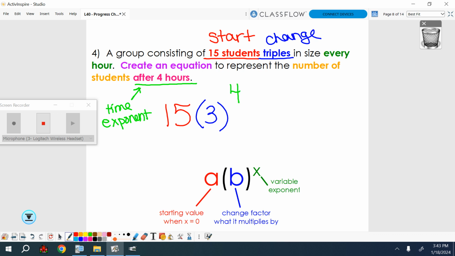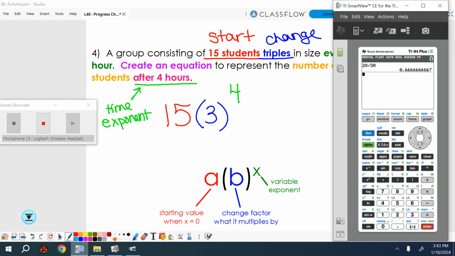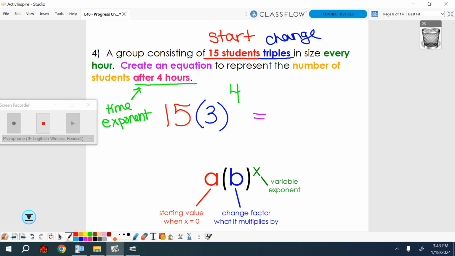If you are asked to solve this problem, which you're not, but I'm just going to show you how you would solve it here. You would type in 15 times 3. We put 3 in parentheses. You're going to use this exponent key right here, the one above your division sign, to put in your exponent of 4. And you'll hit enter, and it's going to be 1,215. So there would be 1,215 students after 4 hours.